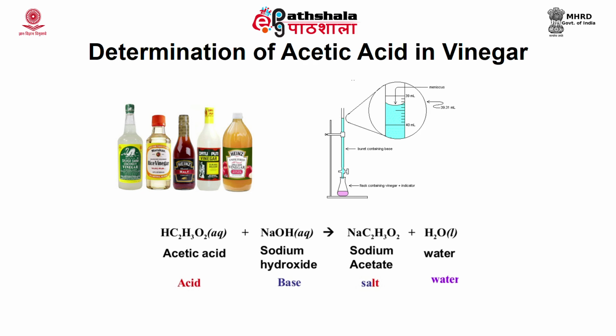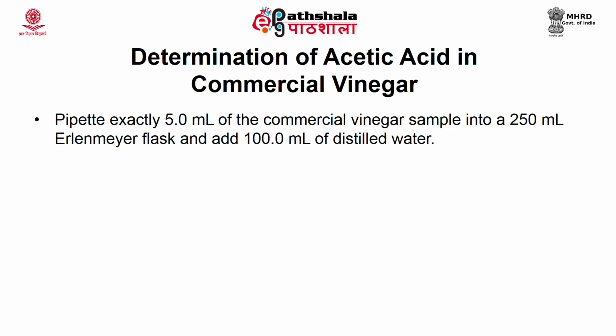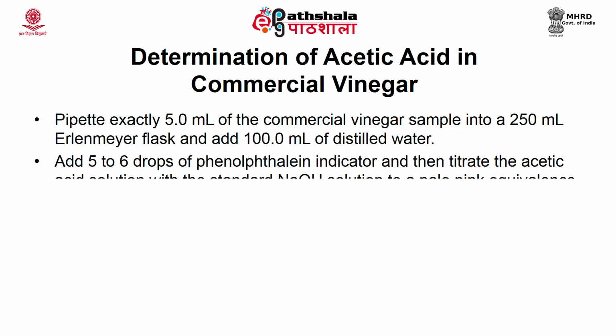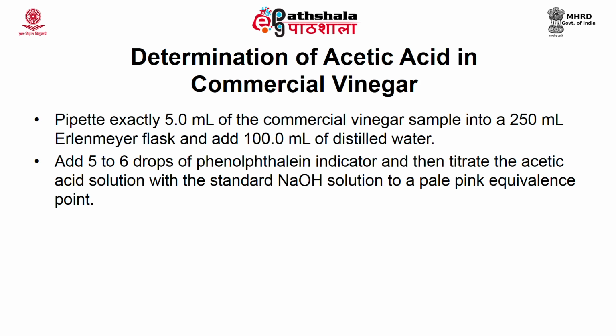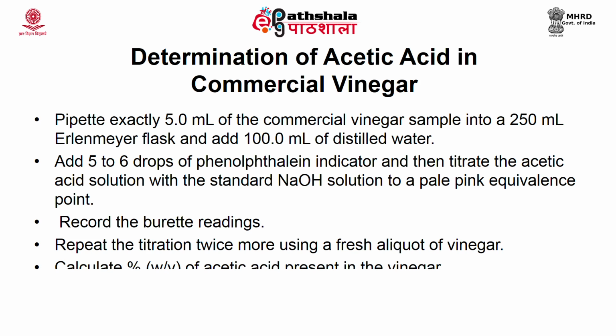Determination of acetic acid in vinegar. Pipette out exactly 5 ml of commercial vinegar sample into a 250 ml flask and add 100 ml of distilled water. Add 5 to 6 drops of phenolphthalein indicator. Then titrate the acetic acid solution with standard NaOH solution to the pale pink equivalence point. Record the burette readings. Repeat the titration twice more using fresh aliquots of vinegar. Calculate the percentage weight by volume of acetic acid present in the vinegar.